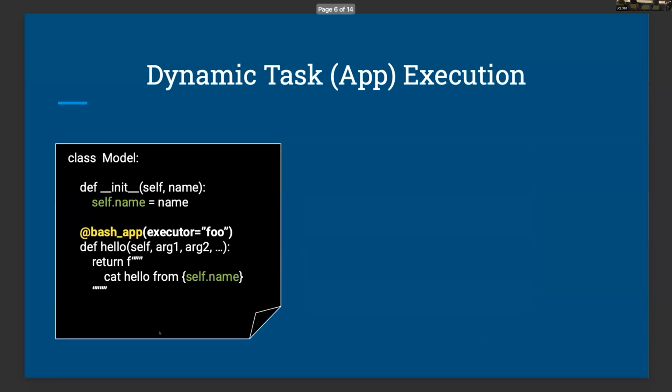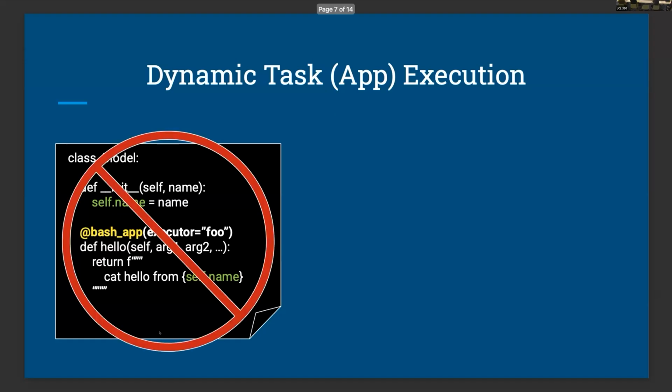The way that this works is we have to back up just a little bit. Normally, when you have a bash app, for example, and you want to use this for a method in a class, there are some problems with this. The first problem is that the executor is defined when the class is defined at load time, and the use of self is not allowed, because when the task gets executed, it doesn't know what self is. So that won't work. So we can't do that.